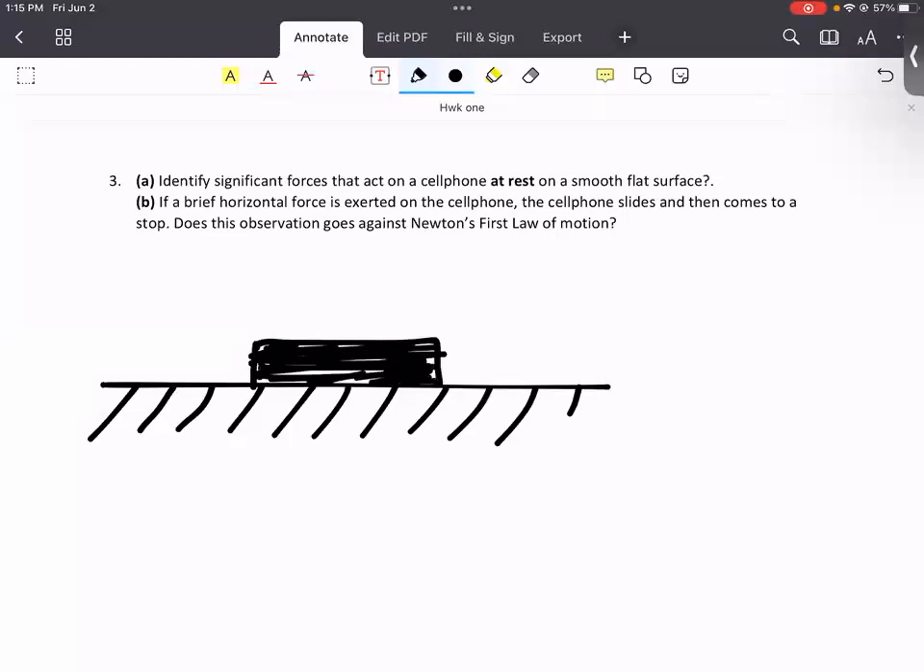And then I have to draw all the forces acting on the cell phone. Right now, obviously, we know there is gravitational force acting on this. So there's this force acting down. We call that force F sub G, that's the force due to gravity. And there is also what we call a normal force, or some people call this one a support force. So I'm going to use F sub S. This is the support force, the force due to the surface on the cell phone.